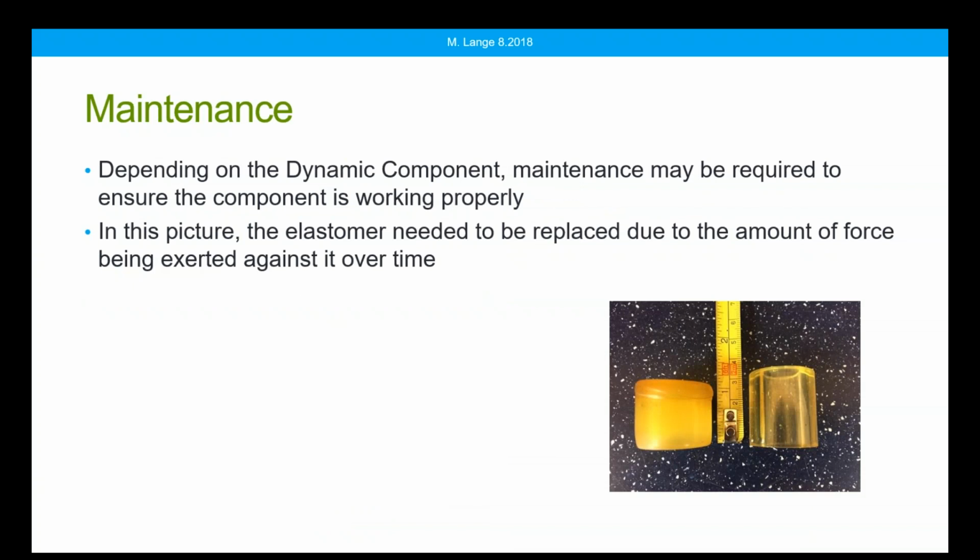Maintenance is often required on these components because they are taking a great deal of force. So depending on the dynamic component, we might have to replace certain aspects of it. In this picture here, this is an elastomer that's used in a seating dynamics rocker back. And on the right side here, this is a brand new elastomer. They come in different strengths, different amounts of resistance. This is their clear one.